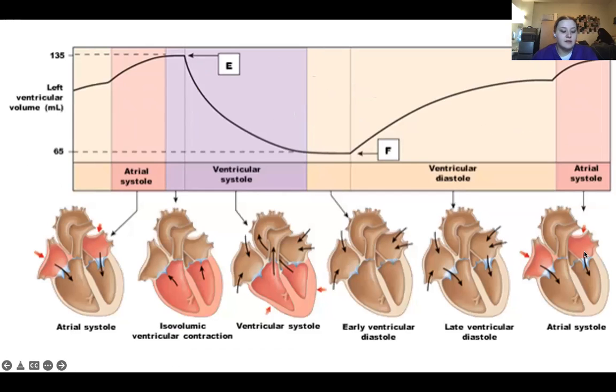We can see on this graph that the bottom has been nicely labeled for us. Point E represents isovolumetric contraction. The downward slope in ventricular systole is ventricular ejection. Point F on this graph is isovolumetric relaxation. And lastly, the incline in ventricular diastole is ventricular filling.